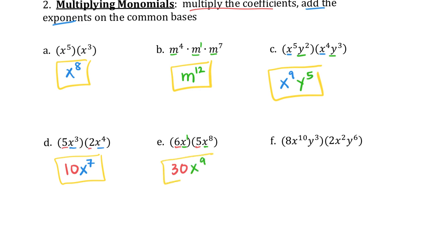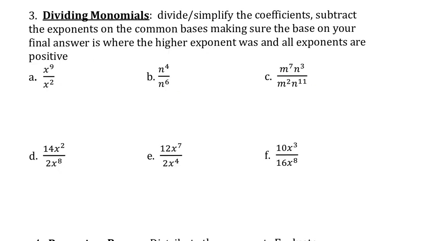30x to the 9th. Let's try one more. 8 times 2. Multiply the coefficients. For the x's, x to the 10 times 2x to the 12. y to the 3 times 6y to the 9th. So 16x to the 12th y to the 9th. I multiplied what I could multiply. I combined things with the same base. That's my simplified answer. Okay, how about dividing monomials?